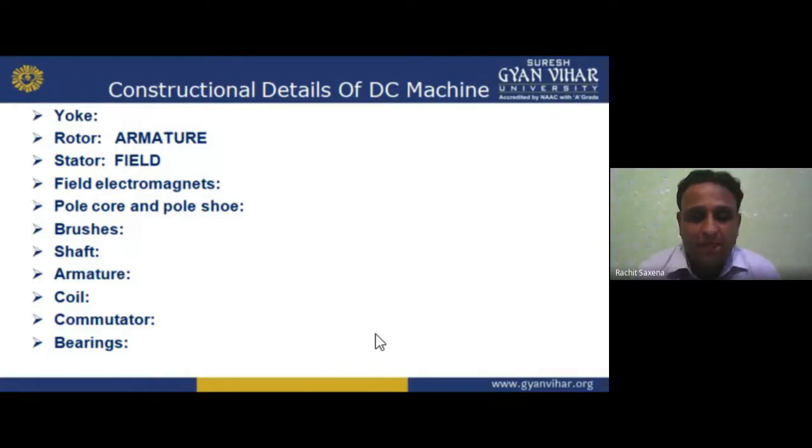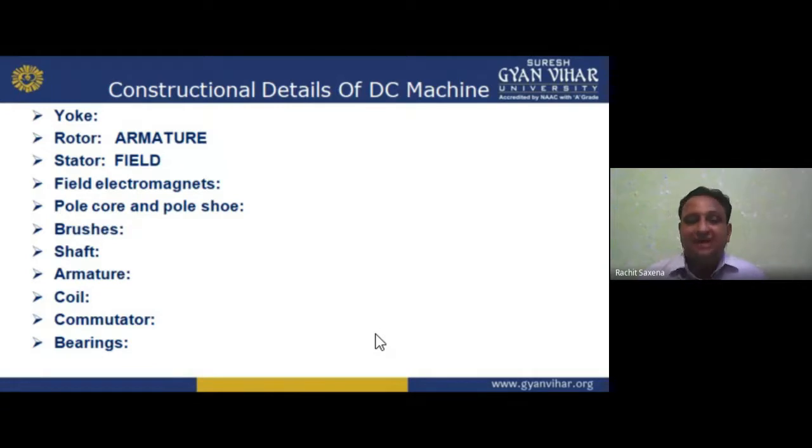Yoke. What is the yoke, my dear student? Yoke is the outermost shell, and it is basically mechanical. It gives mechanical support to all components of the machine. It is the outermost periphery and outermost shell, the support, and it also carries the flux, because it carries the field, meaning armature and stator, or field and armature.